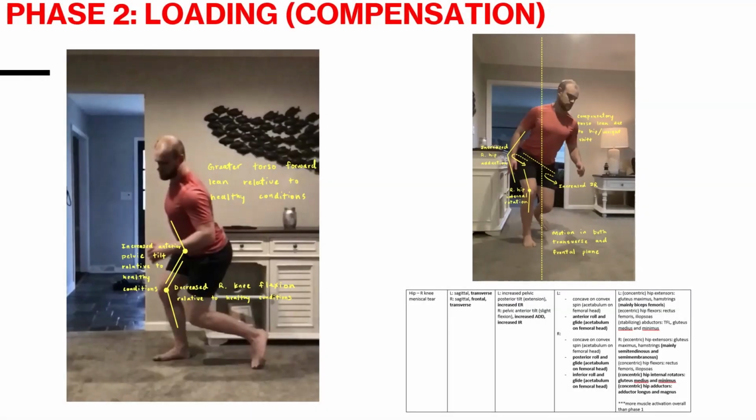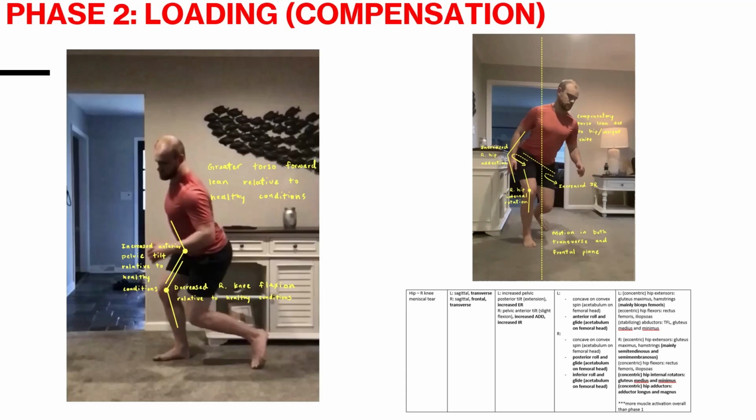Now let's contrast that with an individual who has a right medial meniscus tear. If we go ahead and look at the picture on the right, we can see that the motion is no longer strictly in the sagittal plane. We have now introduced motion in the transverse and frontal planes. Starting with the transverse plane, the right hip is internally rotated to allow for more weight distribution to be placed on the lateral aspect of the lower limb. So this is going to be a concentric contraction of the gluteus medius and minimus.